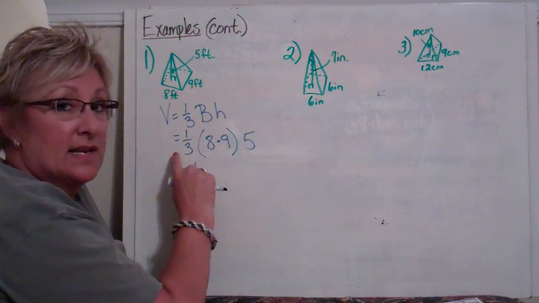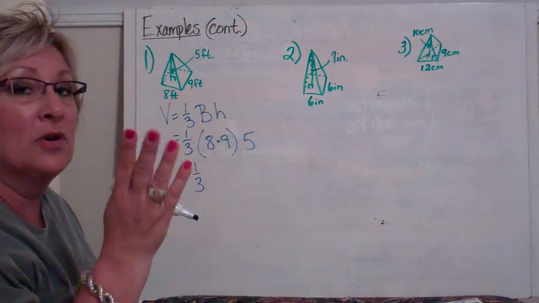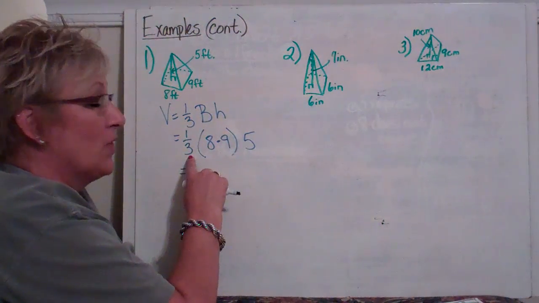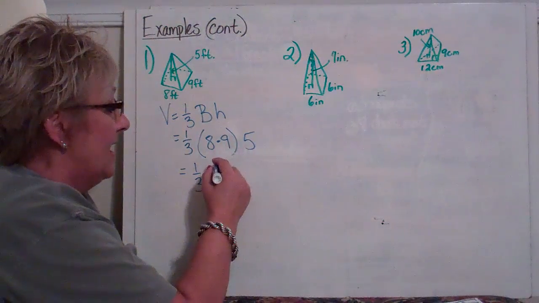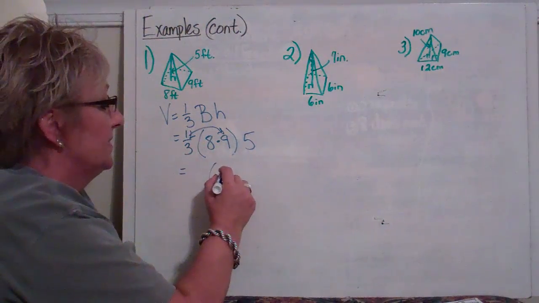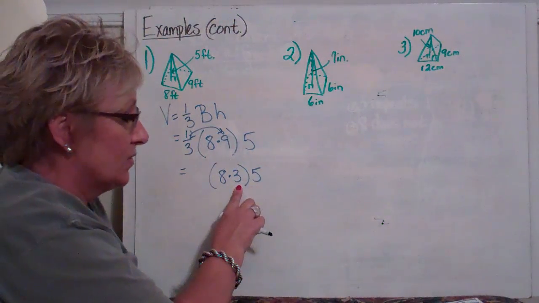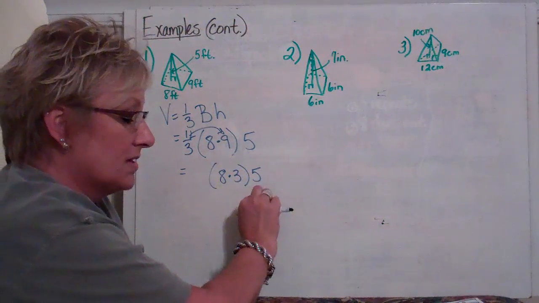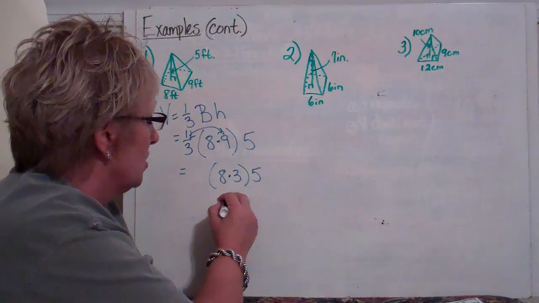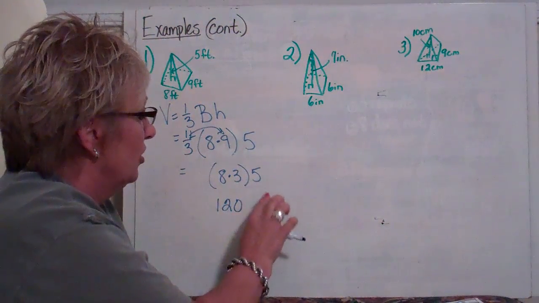If this were a plus or minus, I would be distributing to everything, but because I'm multiplying all of this together, I'm going to find something I can find 1/3 of. And I know 1 times 9 is 9, divided by 3 is 3, so I know I can say 8 times 3 times 5. 8 times 3 is going to give me 24, and 24 times 5 is going to give me 120. Okay, 120 feet cubed.